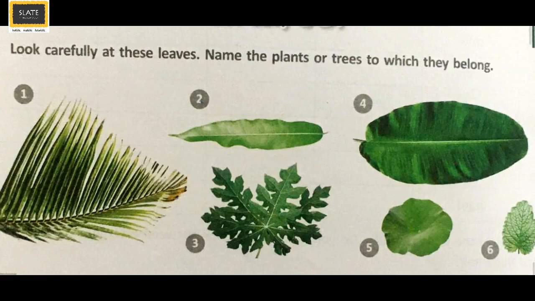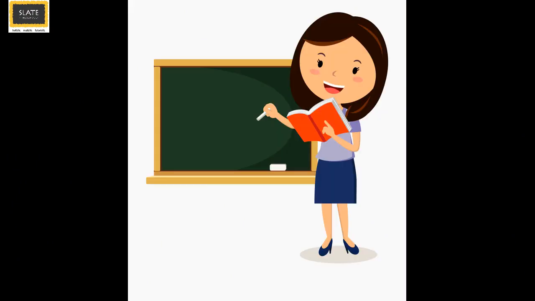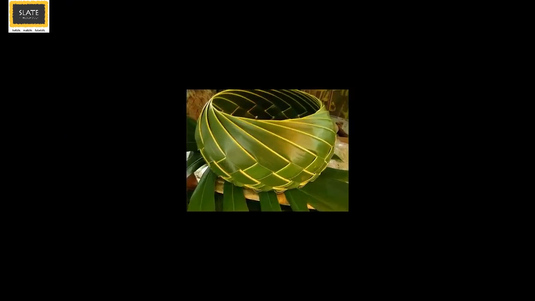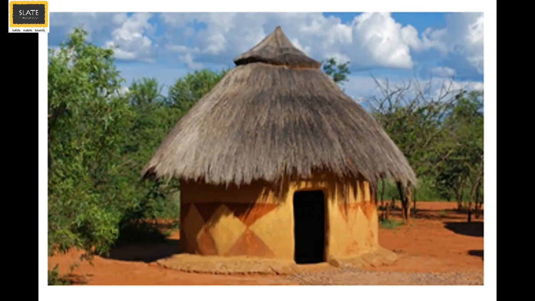This leaf is big and has a blade-like appearance. Which tree does this leaf belong to? Very good. Palm tree. Most of the palm trees have blade-like big leaves. They are normally used for making leaf baskets and thatched roofs for kacha houses.